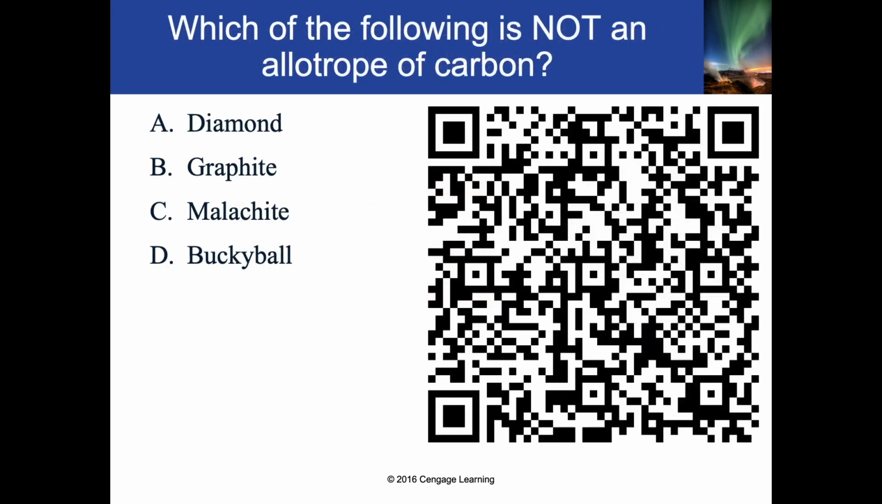Anyway, which of the following is not an allotrope of carbon? Diamond, graphite, malachite, or buckyball? This should be pretty obvious because one of them is absolutely made up.